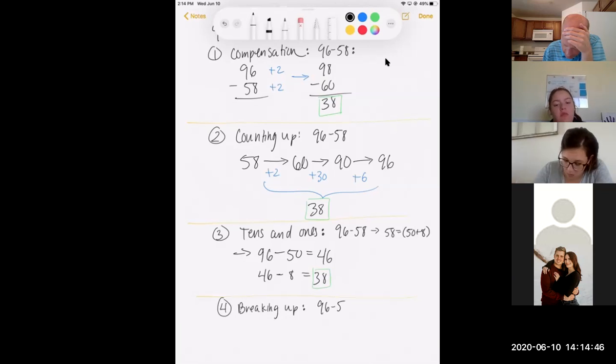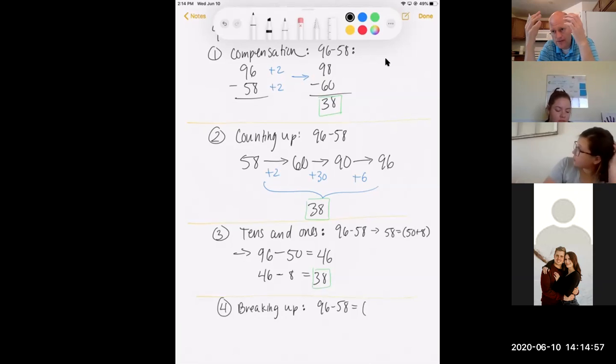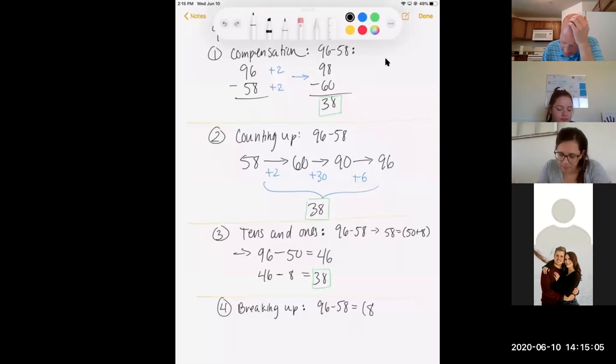96 minus 58. What they do with breaking up on subtraction is that they know they have to subtract off 8 ones, but I only have 6 ones to do that with. So I'm going to break up my 96 into 80 plus 16. Then I'm going to break up my 58 into 50 plus 8. So I break up my number a little bit differently so that I can do 16 subtract 8 and not have to regroup.